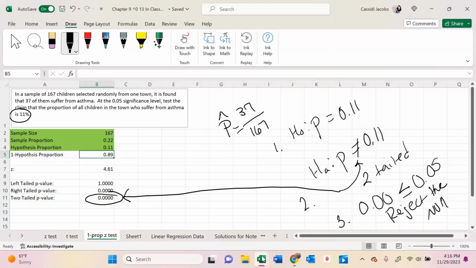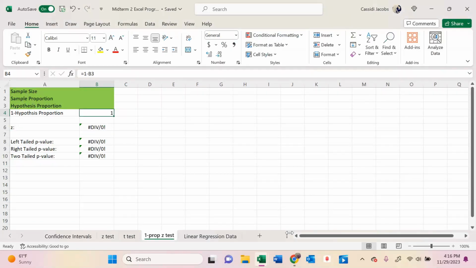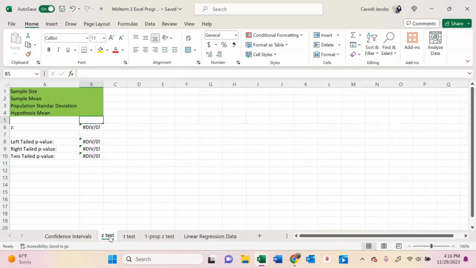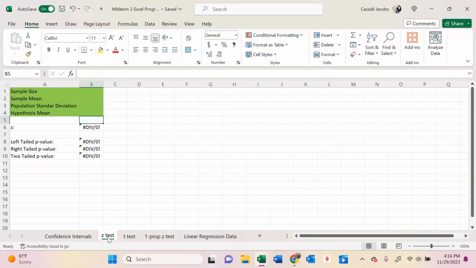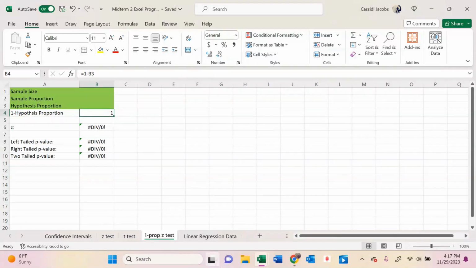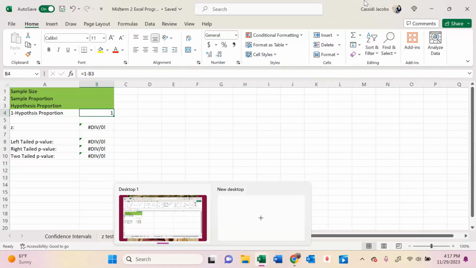And again, when you use your Excel midterm, you have those 3 options: t-test, z-test, and one prop z-test. So you use z-test when you know your population standard deviation. You're using t-test when you don't know your population standard deviation for means, and you use one prop z-test anytime you're doing a proportion test.